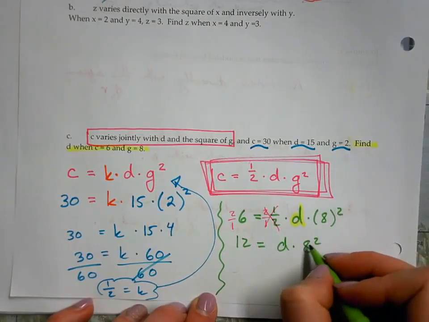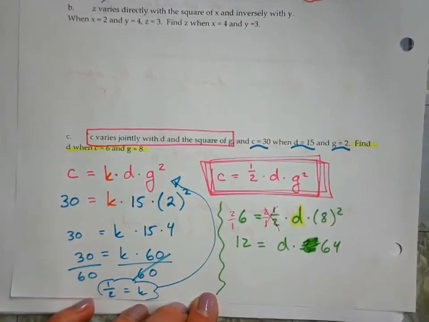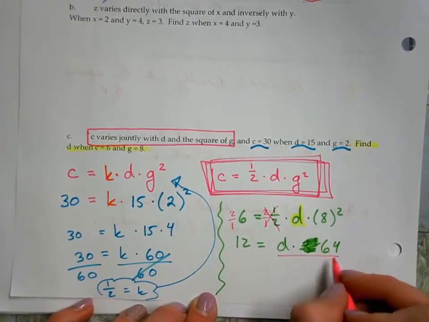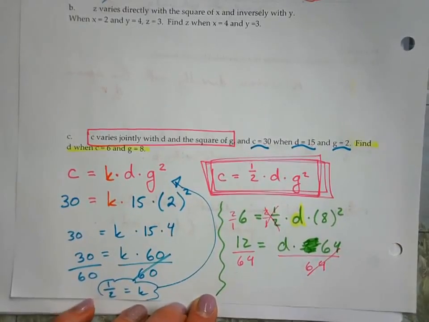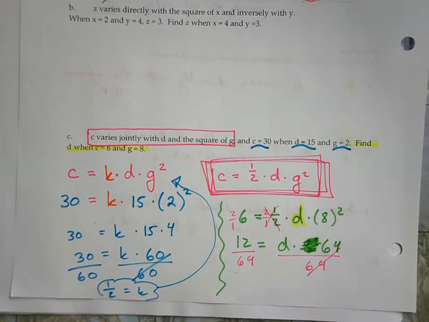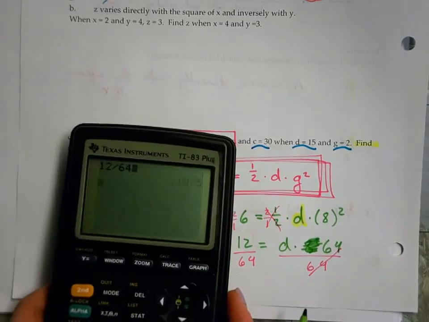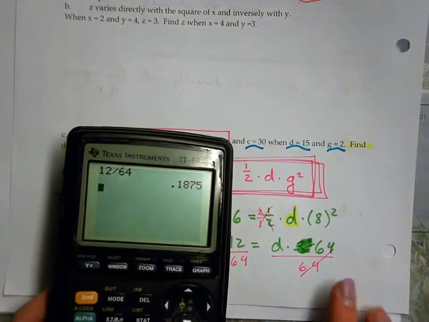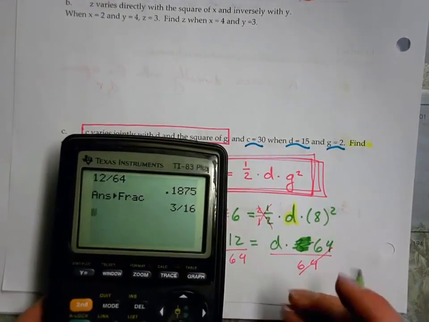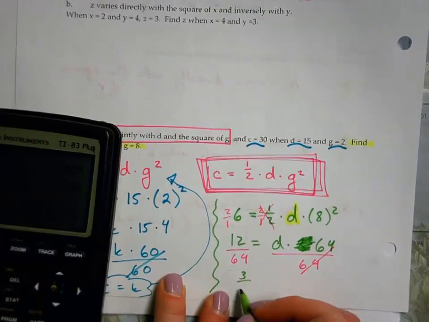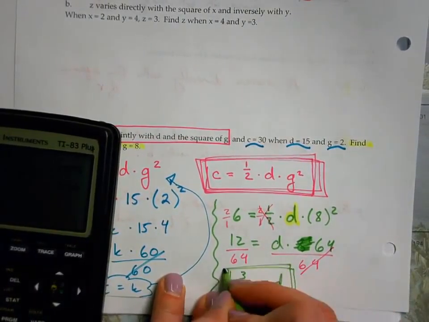8 squared we know is the same as 64. So D times 64. Divide both sides by 64. And 12 over 64, we get a decimal, or if we use our math frac button, 3/16. So 3/16 is D.